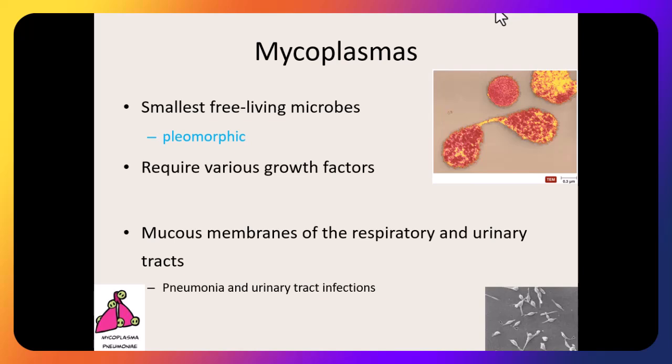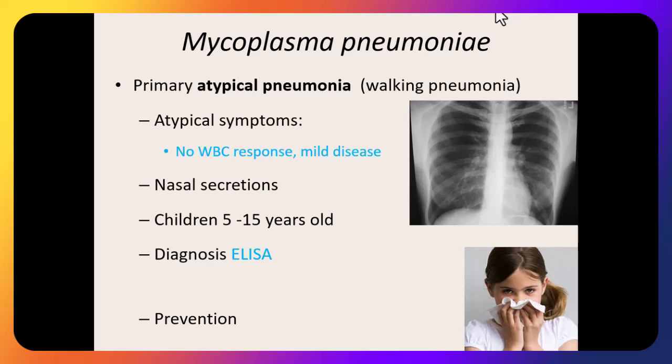Because they're unique, trying to grow them in a lab, they're very picky. They need very specific growth factors. Where they like to grow and cause issues in the human body are the respiratory tract and the urinary tract. So they are a bacteria that can cause pneumonia that we're going to talk about, but if it gets in the urinary tract, it can cause UTIs. The most common pneumonia that it causes is known as Mycoplasma pneumoniae.